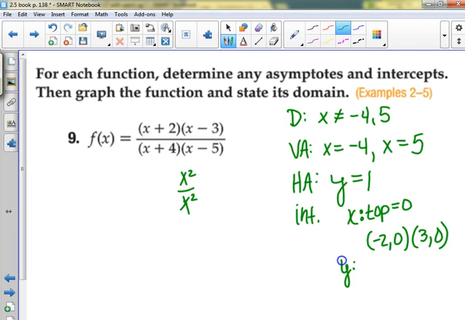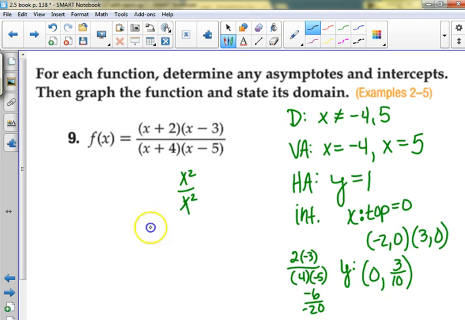And y-intercept, plug in a 0. You plugged in a 0, you'd have a 2 times a -3 over a 4 times a -5. -20 would be, okay, now it says graph.